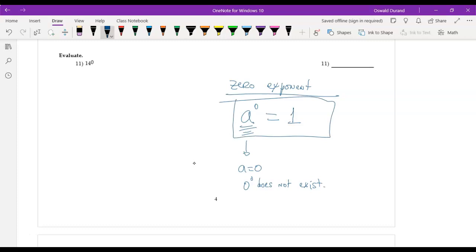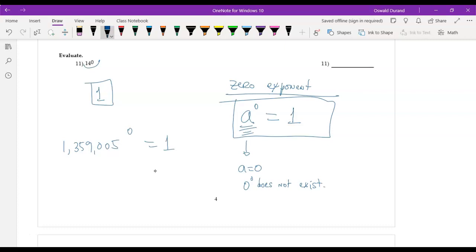Okay, so if I have 14 to the power of 0, that's equal to 1. That's it. It's as simple as that. I can have 1,359,005 to the power of 0 equal to 1. Doesn't matter what it is.